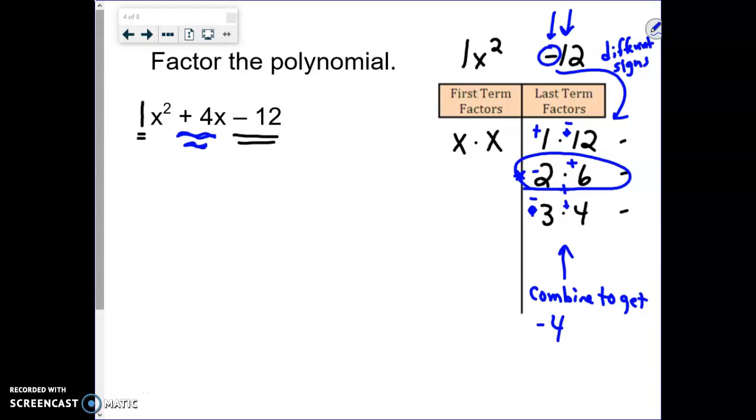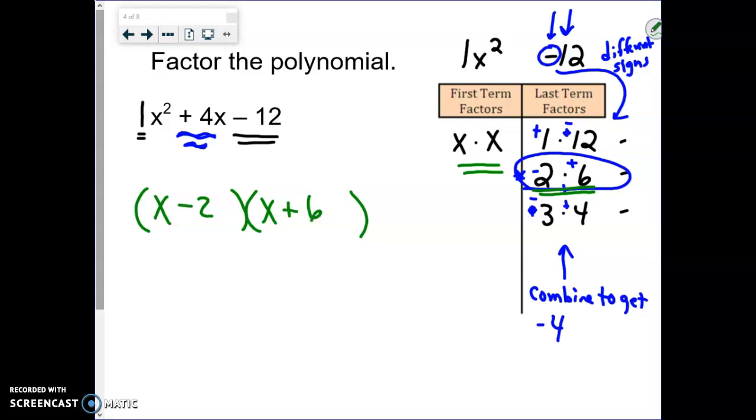So, here's how we finish this up then. How do we do this? We write our binomials. The first factors here are our first factors of our binomials. These are the last factors. Now, I've got to use a sign, negative 2 and the positive 6.